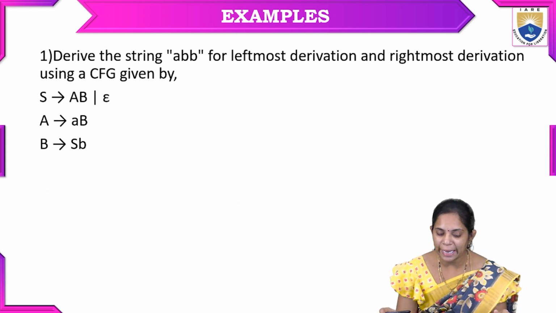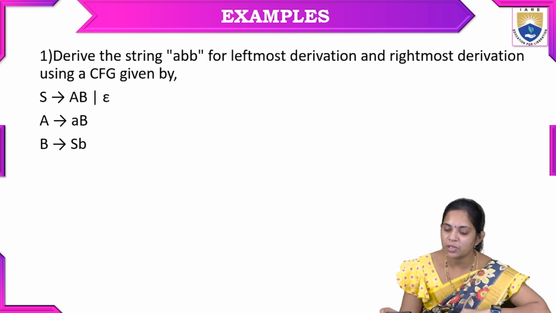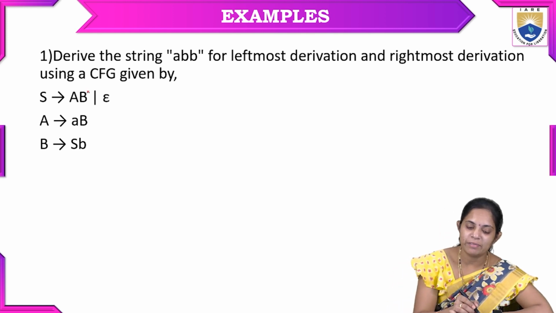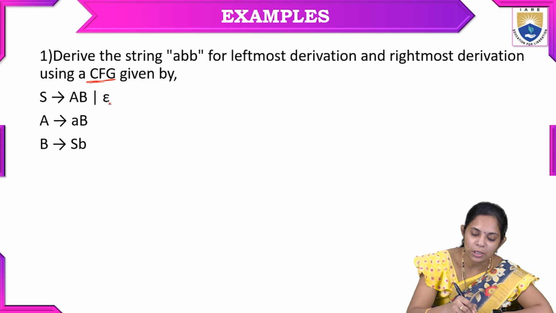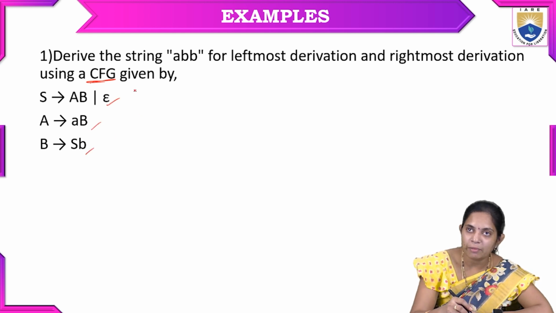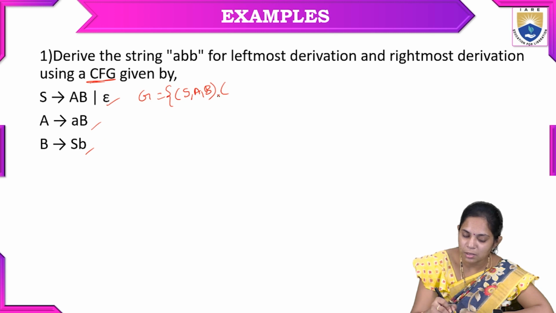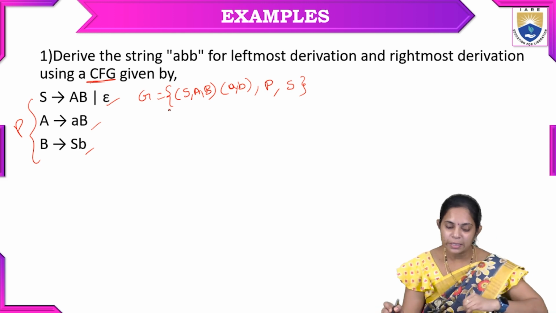Derive the string ABB for leftmost derivation and rightmost derivation using CFG, context-free grammar. So what is this context-free grammar? Let me write. Here only production rules they have given. We have to write the grammar for this one. So what does the grammar contain? What are the non-terminal symbols? S, A, B. And what are the terminal symbols? Small a, small b. And what are the productions? These are the production rules. And what is the start symbol? S. S is the start symbol.